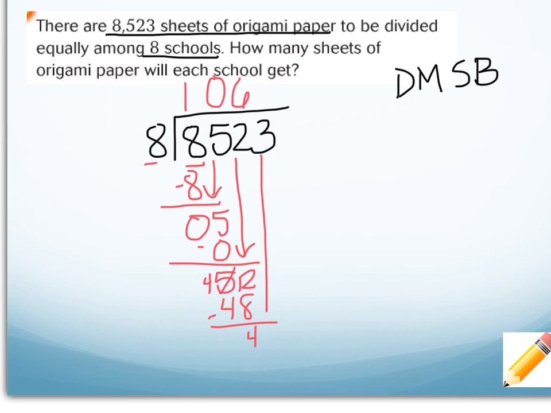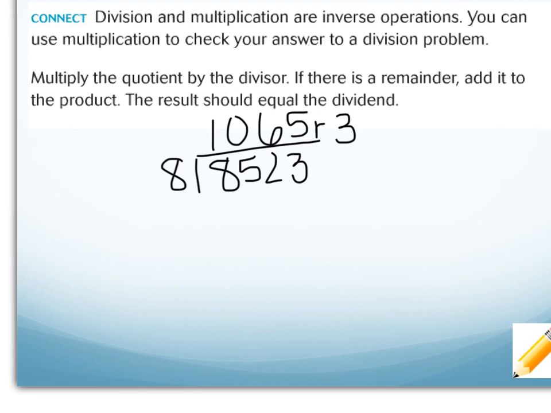And I bring down my 3. I finally divide the 43 ones by 8. And I know that 8 times 5 is 40. Since 8 times 5 is 40, I multiply and subtract, giving me 3 left over, to get an answer of 1,065 remainder 3. Since 8,523 divided by 8 is 1,065 remainder 3, I can check my work using multiplication.